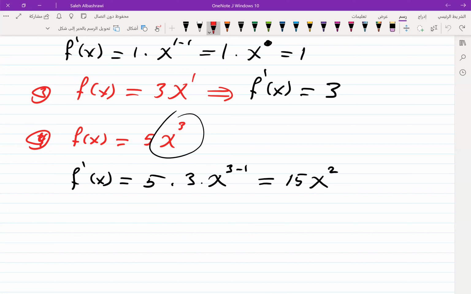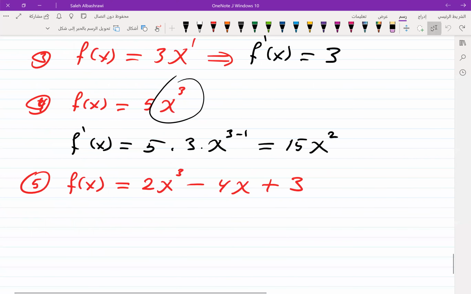One more. f of x equal to 2x to the power 3 minus 4x plus 3. Now I have 3 terms. It is like I have 3 functions. To find the derivative for this one, I need to find the derivative for each term here.